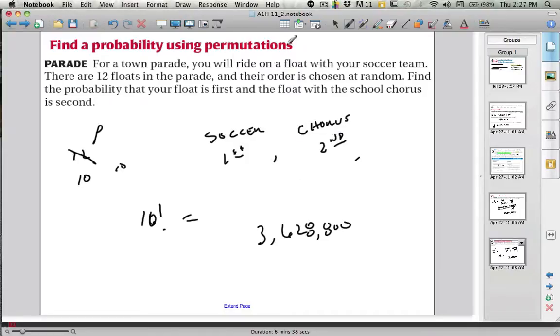Okay, so that's working with permutations. Remember, with permutations, order matters. And we're working with this formula that the permutation of n items taken r at a time is n factorial over n minus r factorial.